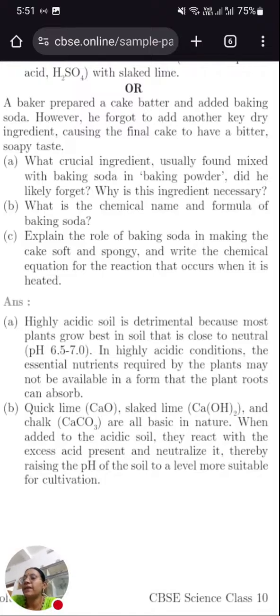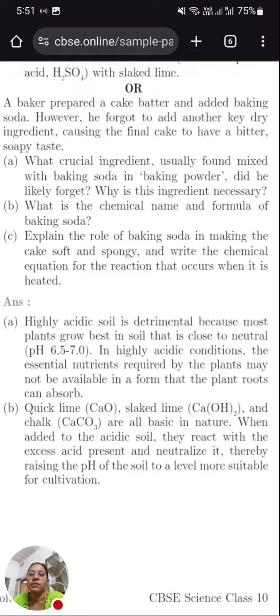So why is tartaric acid added? The reason is baking soda is bitter in taste due to the presence of sodium carbonate, Na2CO3. It is bitter in taste. So a little tartaric acid is added, which will neutralize the bitter taste of baking soda. Here the baker forgot to add baking powder, so tartaric acid is not there, which would neutralize the bitter taste.